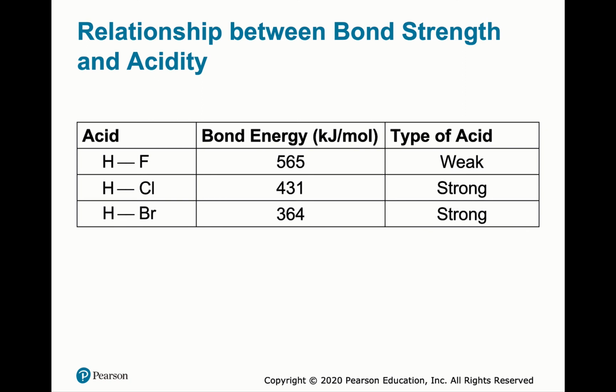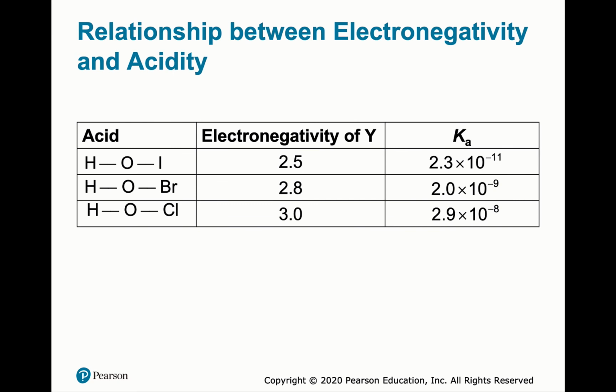And bond strength and acidity, you can see here the different bond strength. As the bond energy gets lower, the acid gets stronger. And electronegativity difference, also you can see that the bigger the difference in electronegativity, the more electron density you pull away from the hydrogen, therefore making it a more acidic bond.